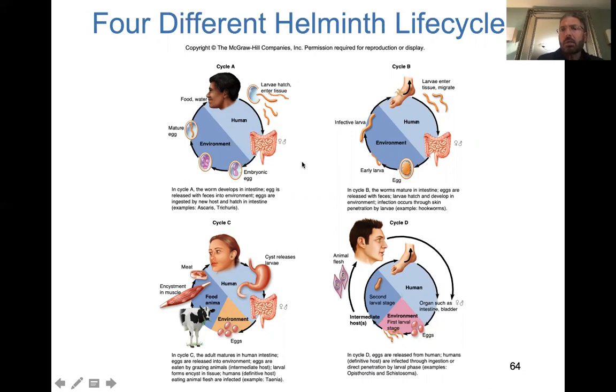All right. Cycle B, when we start talking about hookworms and things like that. So the worms mature in the intestine. Eggs are released by feces. Larvae actually hatch. They're living in the feces. They hatch. They develop in the environment. Right? Infection occurs through skin penetration by larvae, like hookworms. So people are walking around.